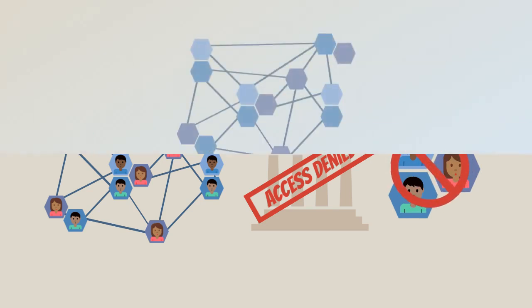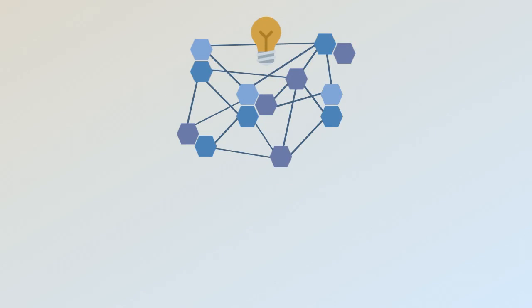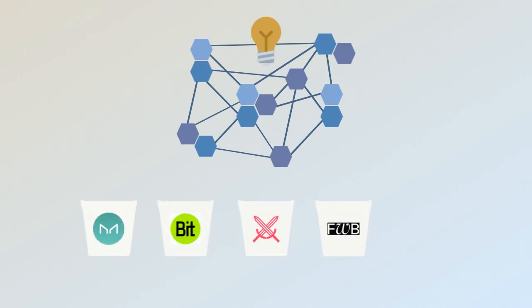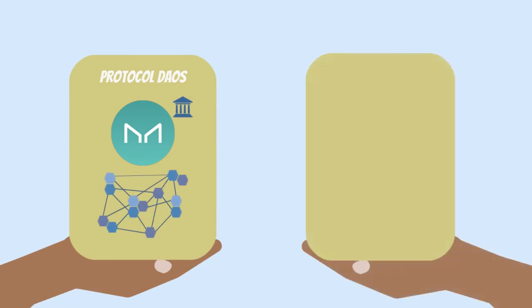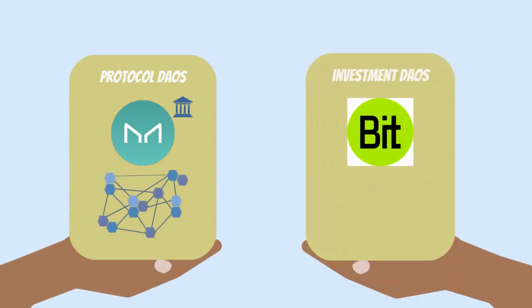In the past few years, several DAOs have emerged based on diverse ideas. Most of these ideas can be bucketed into 5 broad categories. Protocol DAOs, like MakerDAO, focus on the governance of decentralized protocols. Investment DAOs, like BitDAO, collect and invest funds as a group.